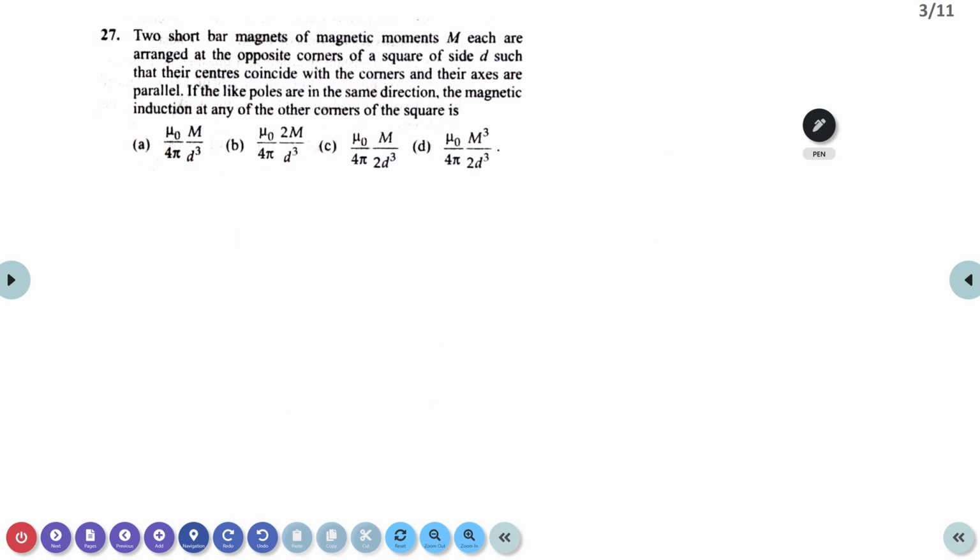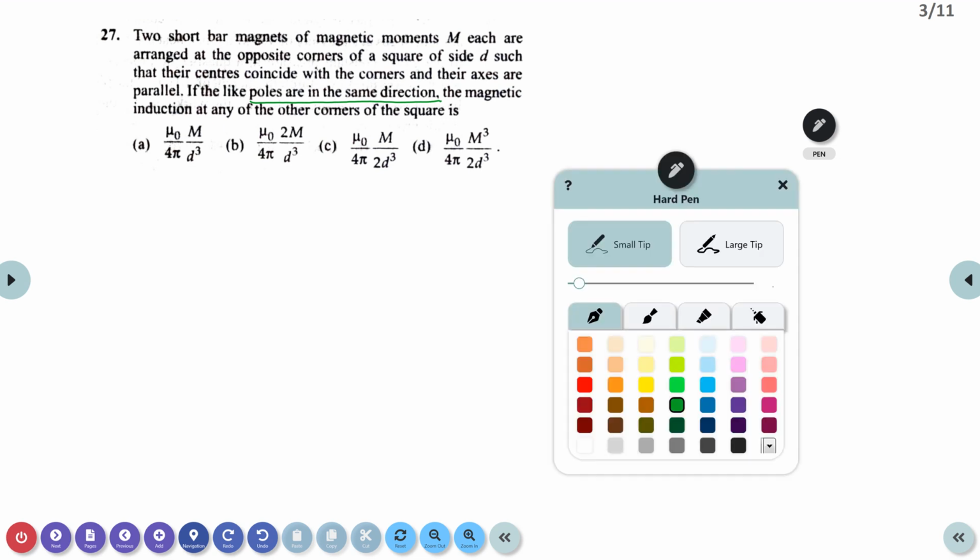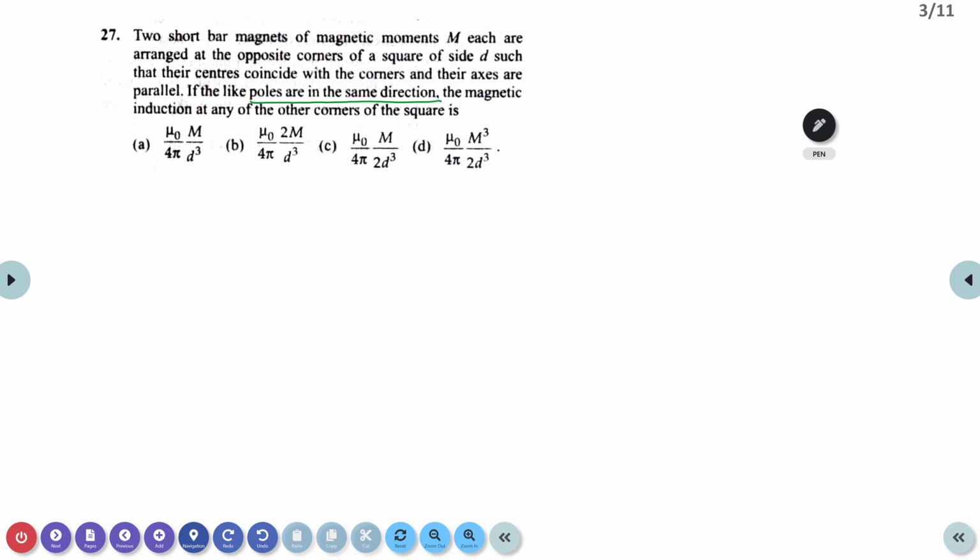Two short bar magnets of magnetic moment M each are arranged at the opposite corners of a square of side D, such that the centers coincide with the corners and the axes are parallel. Okay, fine. Now, if like poles are in the same direction, he said that like poles are in the same direction.